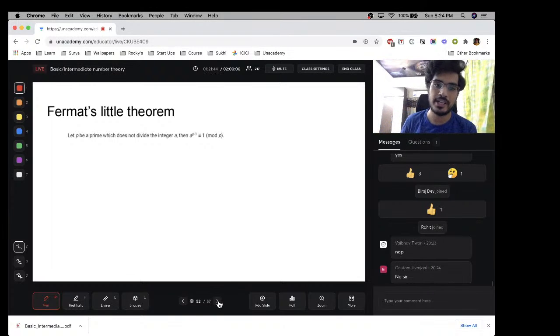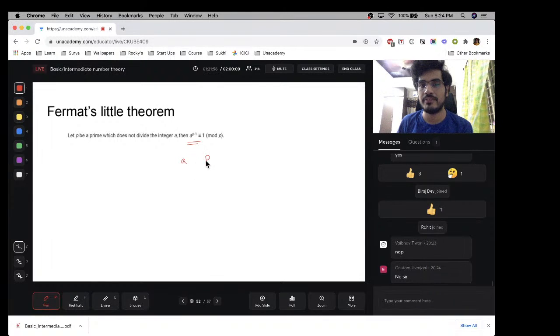So we are going to take a look at Fermat's little theorem as well. For two numbers A and P, where P is prime, then A power P minus 1 is equal to 1 mod P. Is this clear? A power P minus 1 is equal to 1 mod P.